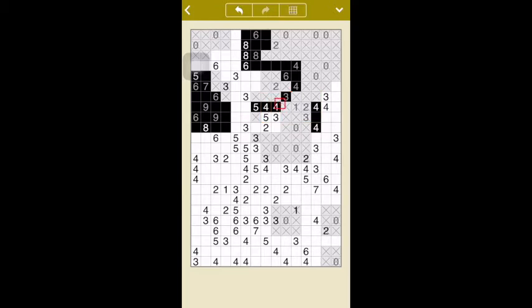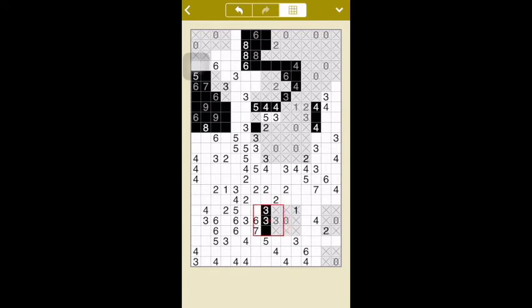4 and 3, difference of 1. 1 black space on the top row, so gray. 3 gray spaces on the bottom. Same thing, 5 and 4, difference of 1, so I need to have at least 1 black space. So that's that.